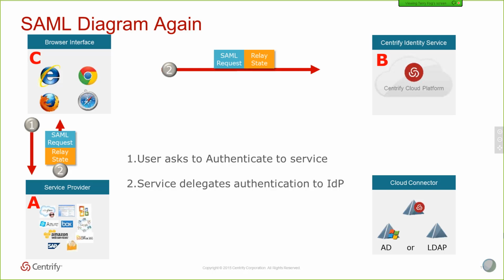Now this is an SP-initiated single sign-on workflow. So once again, the user in the browser goes to the service provider. Now the service provider will send the IDP a SAML request, right? And if they use a relay state, they will send it along with it. Now remember, relay state is actually optional, so some service providers don't even use it. So that will get passed to Centrify.